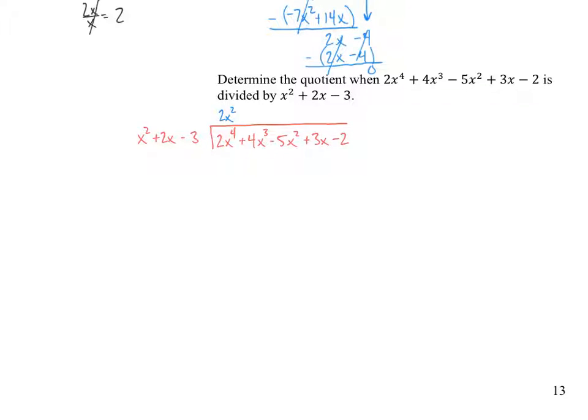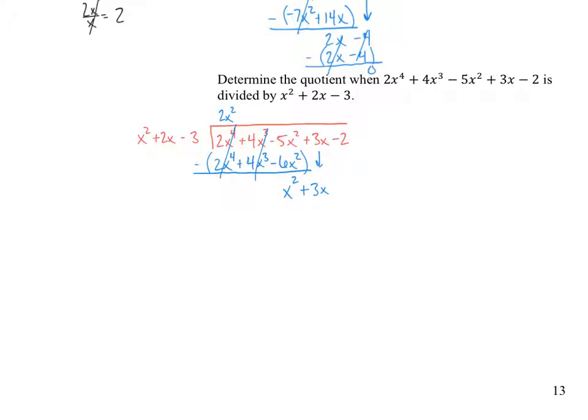And again, I'm going to take that 2x squared and multiply it by each of these terms. So I'll end up with 2x to the 4th plus 4x to the 3rd minus 6x squared. And I'll need to subtract here. So my x to the 4th terms are going to cancel. Looks like my x to the 3rd terms are going to cancel as well. And I'm going to end up with a positive x squared. So I'll bring down the next term.